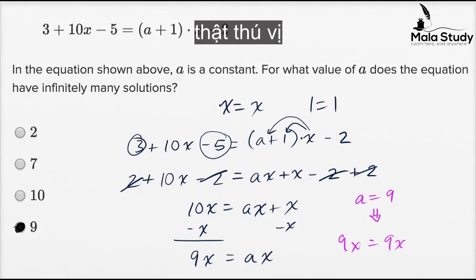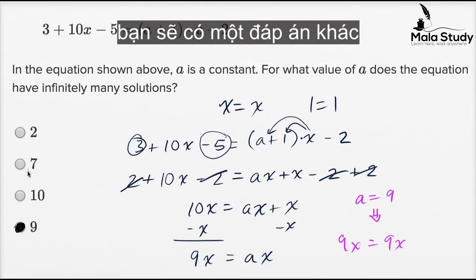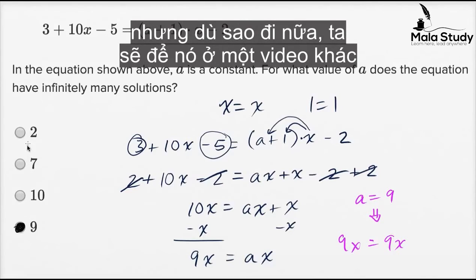Now, what's really interesting here is to think about what would happen if a is any of these other things right over here. Then you're going to force a different solution. But anyway, we'll leave that for another video.